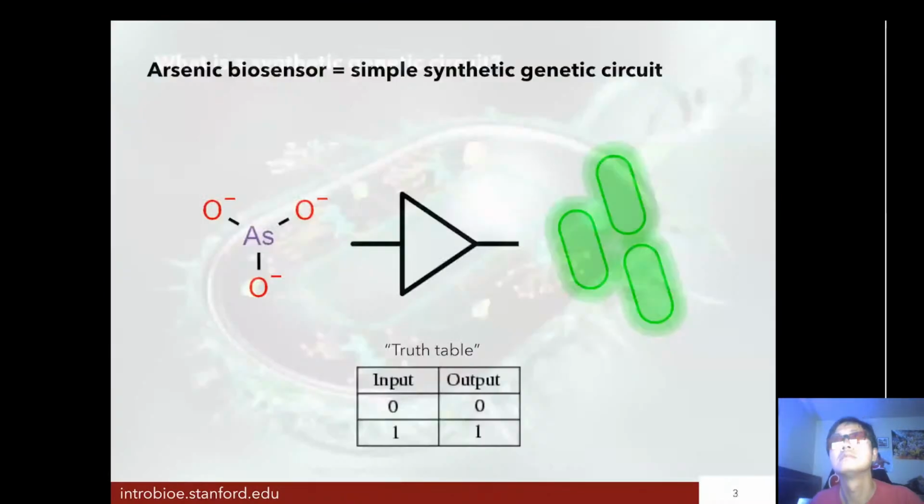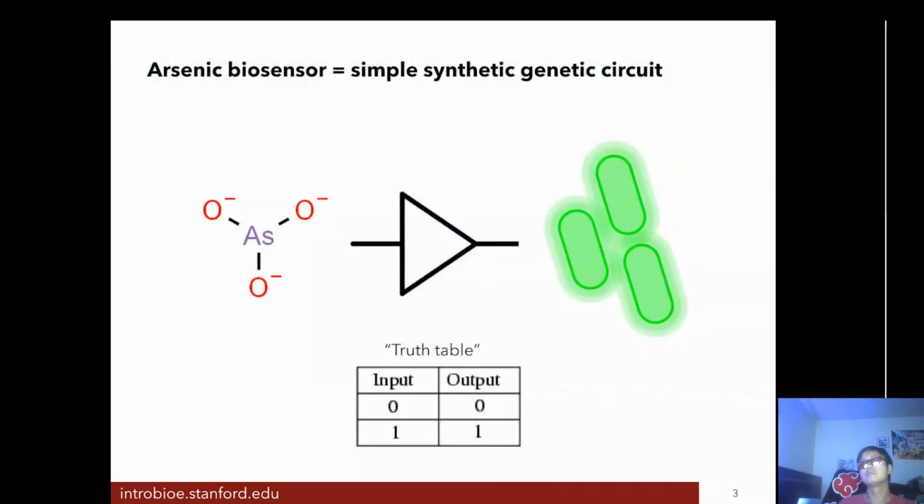Now, the arsenic biosensor I showed you is a simple synthetic genetic circuit. It runs a simple program which determines if arsenic, then express green fluorescent protein. This type of synthetic genetic circuit is called a buffer gate, and its activity can be described by the truth table shown at the bottom of the slide.